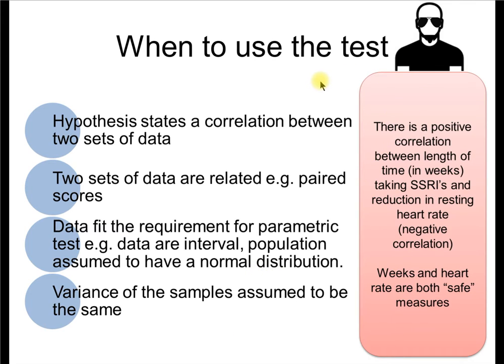An example might be, there is a positive correlation between the length of time in weeks taking SSRIs and the reduction in resting heart rate. So the covariables in this study would be length of time measured in weeks. Weeks is a safe measure. Weeks is universally acknowledged, at least in the scientific world, as consistent of 7 days. 7 days have an objective meaning, and therefore this is quite a safe measure.